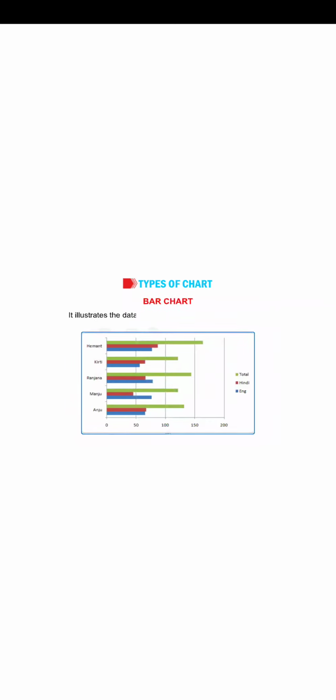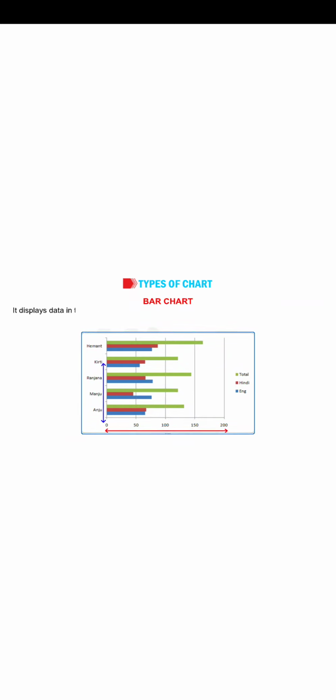Excel 2016 offers a wide range of charts to interpret data. These charts share some common features which assist the users to comprehend the data logically. Bar chart. It illustrates the data comparison between individual items.